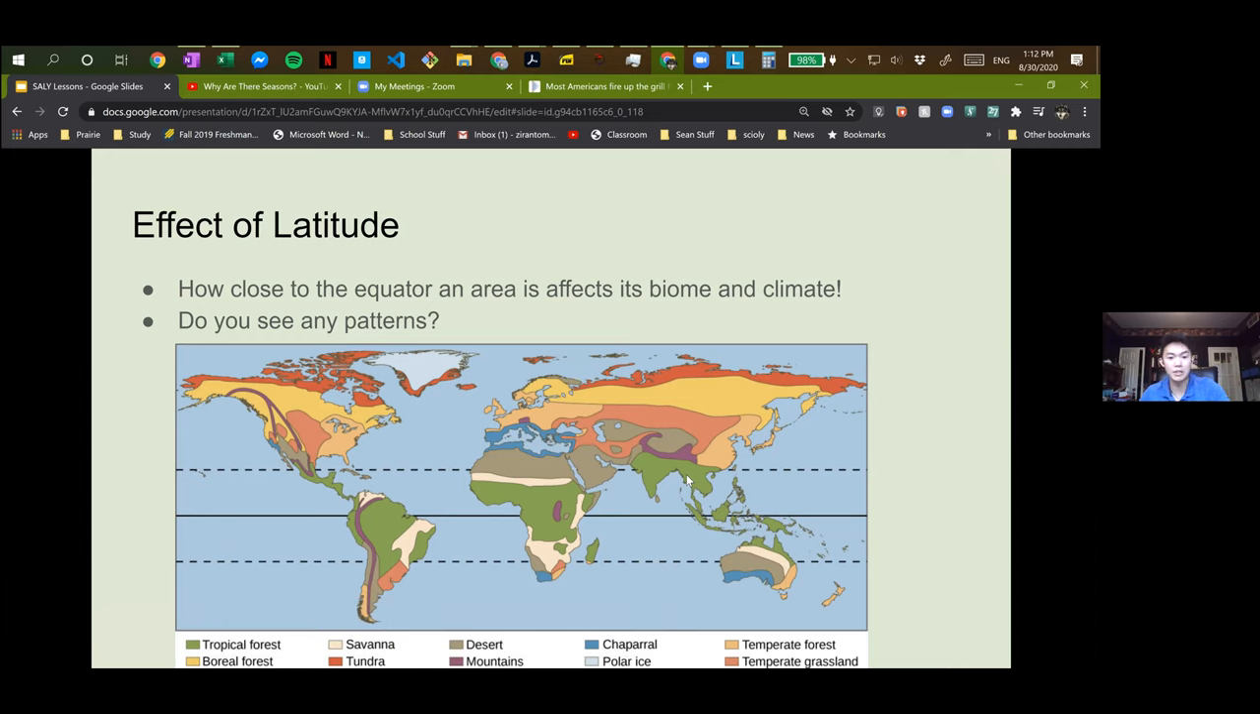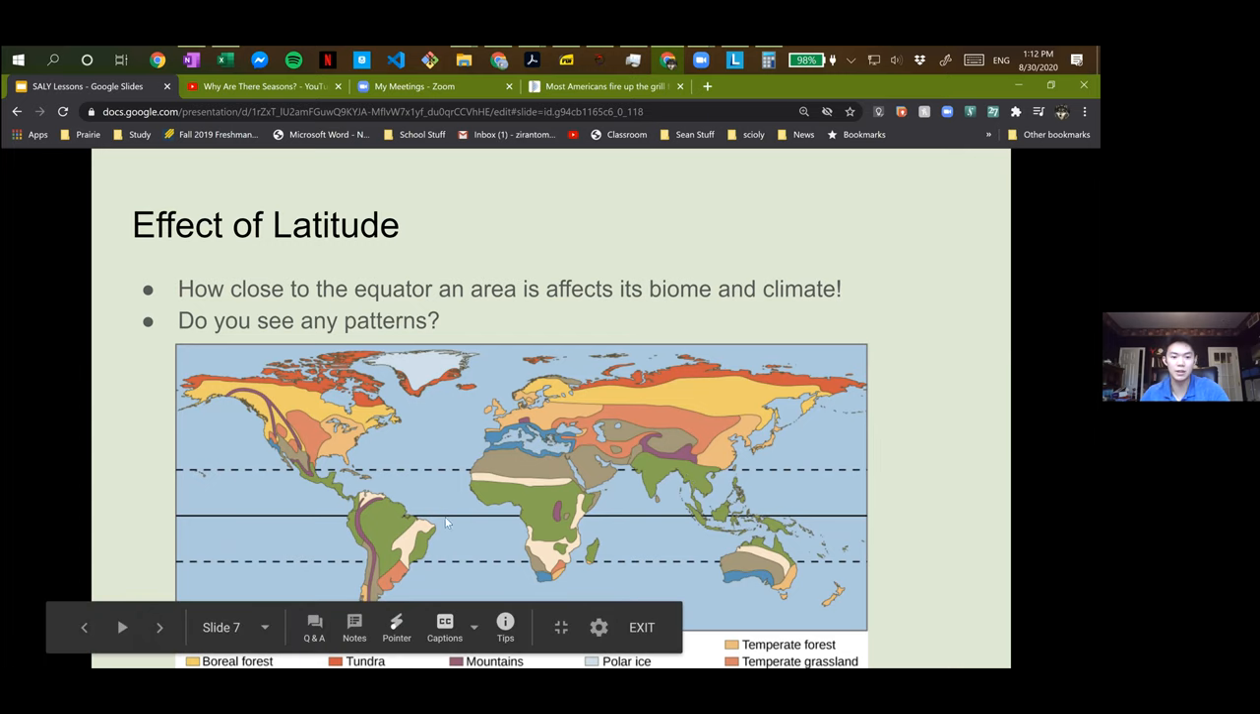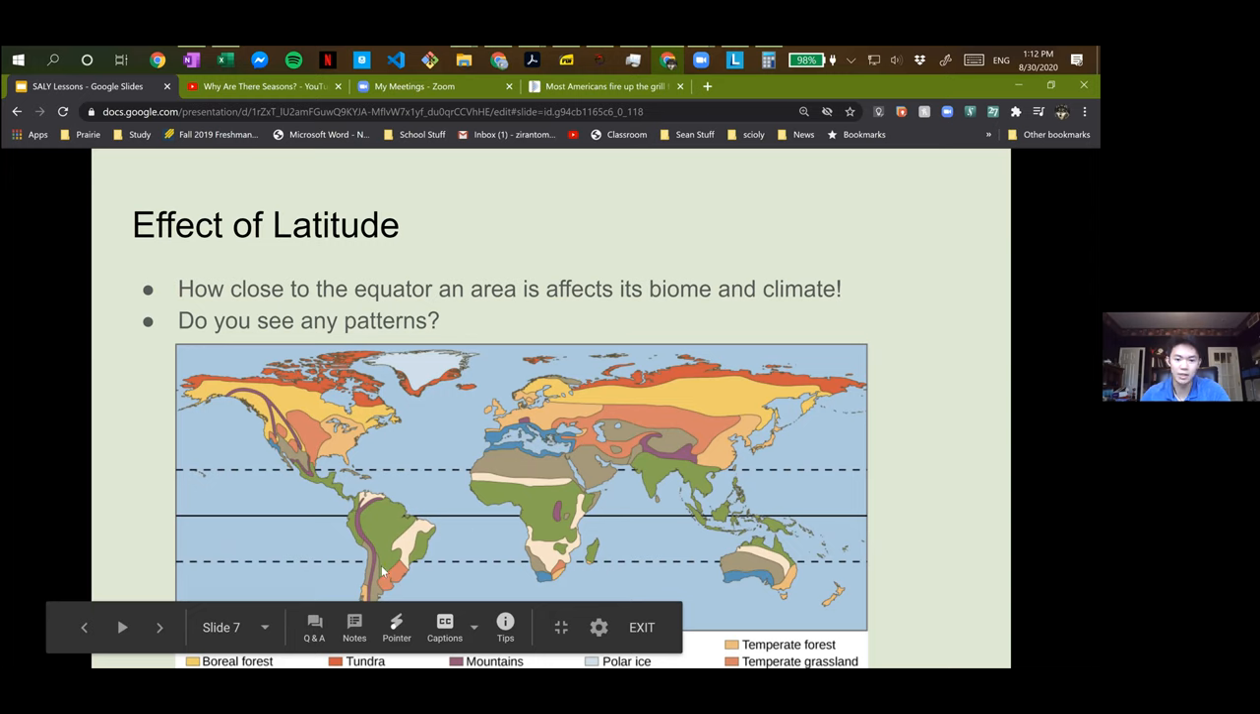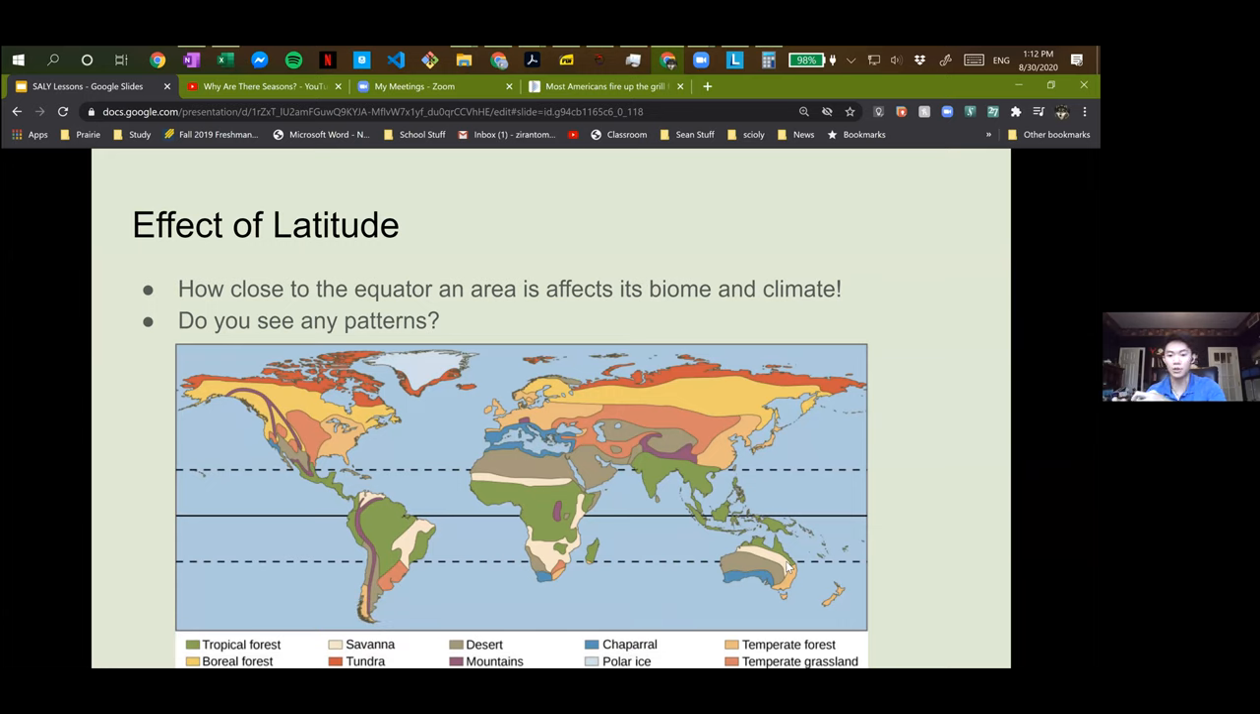Now, what's interesting is you can also see that because the equator is the center, if you look up and down, for example, if you look up one line, you can see a bunch of gray area. But if you also look down one line, you can see areas with gray on it too. This is just because the Earth is symmetrical in its biomes. So if you look at the same latitude, you'll often find that they have the same climate.